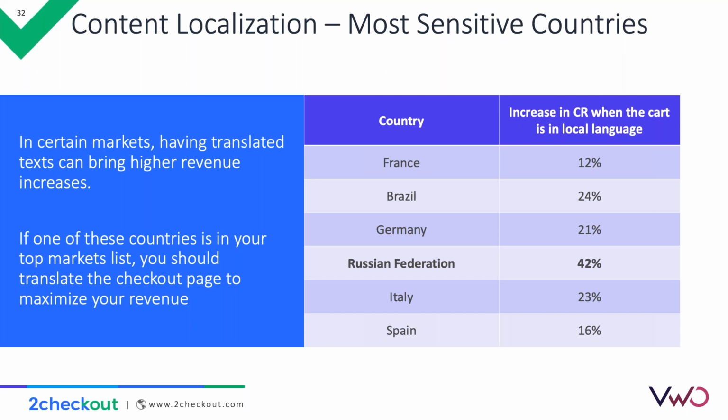In the right column, you can see the actual conversion rate increase you can get by translating the checkout page in that country's language. For example, translating your card for Russia will give you conversion rate increases of up to 42% just by translating. While in Brazil, Germany, and France, you're looking at around a 22% extra revenue.